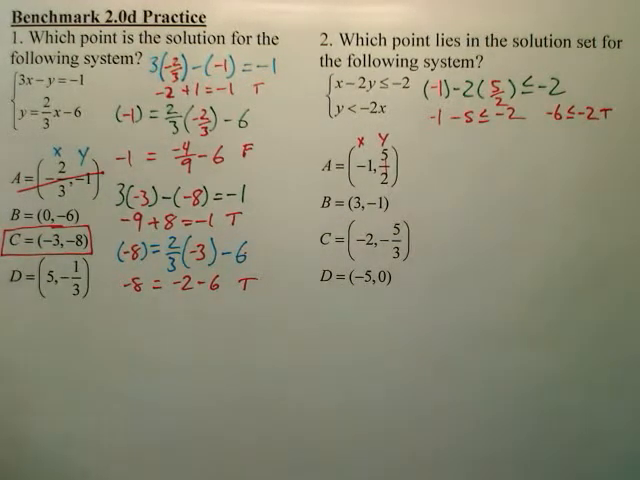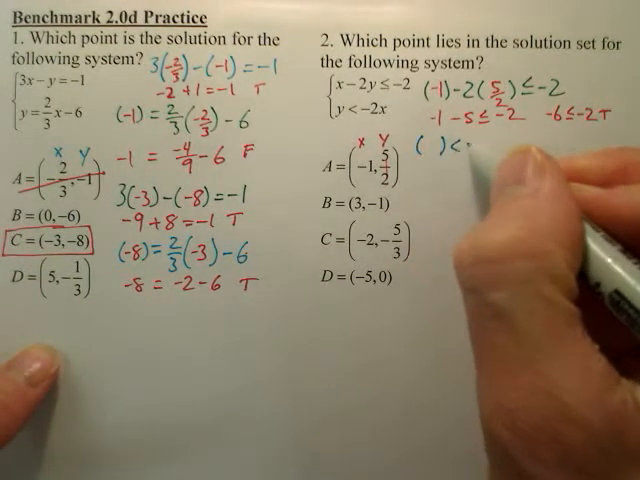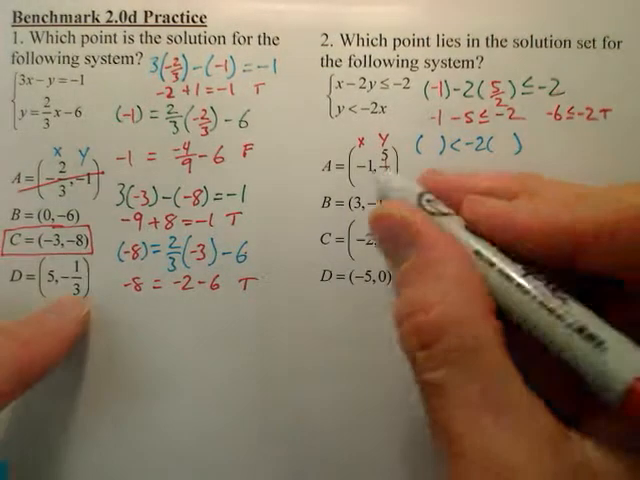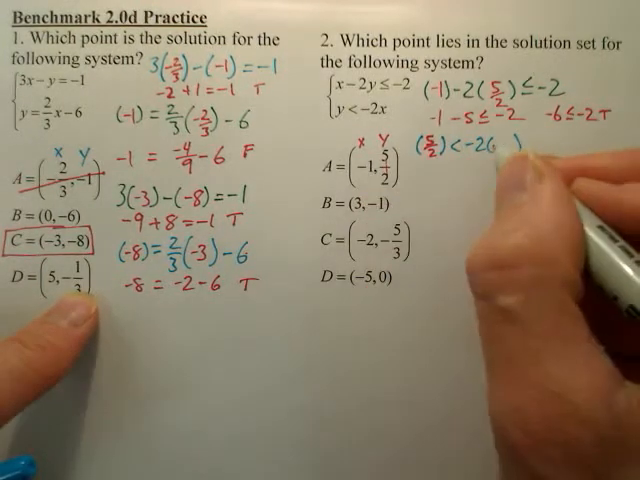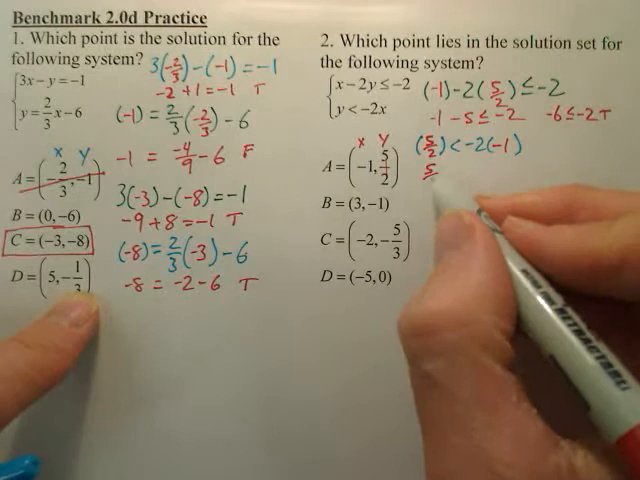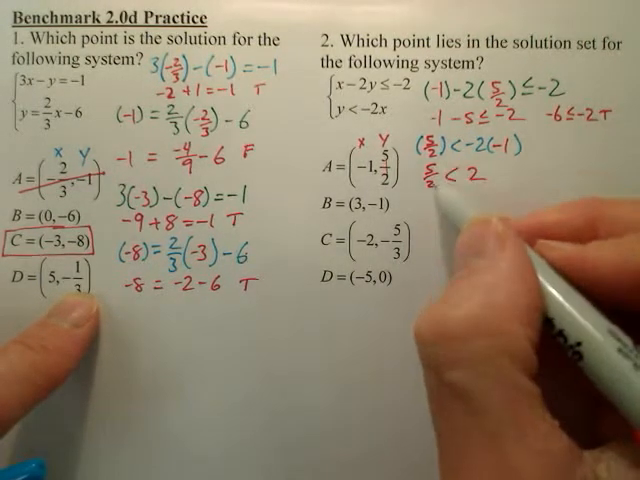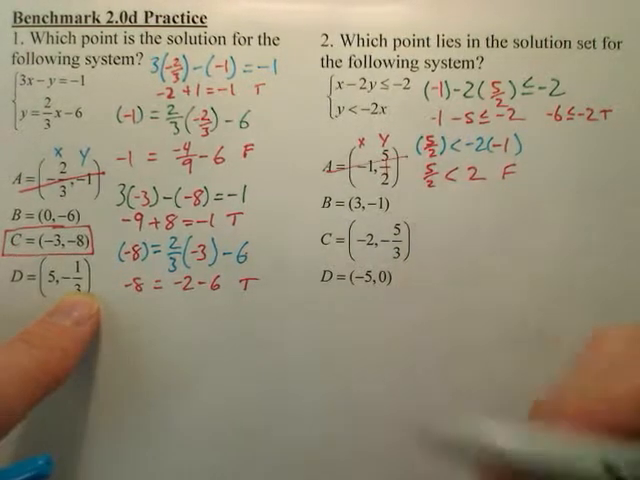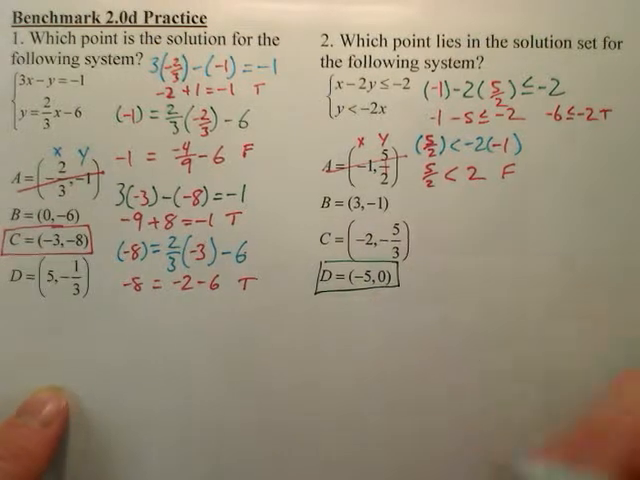Let's check the second one. Y is less than negative 2 times x. So y is 5 over 2, x is negative 1. So is 5 over 2 less than 2? No, because 5 over 2 is actually 2.5. That's greater than 2, so this is false. So that is not the answer. Now, if you kept working through all this, the answer is D.